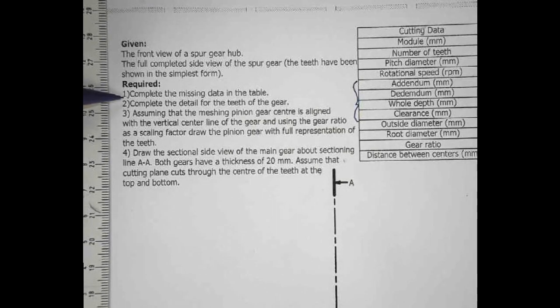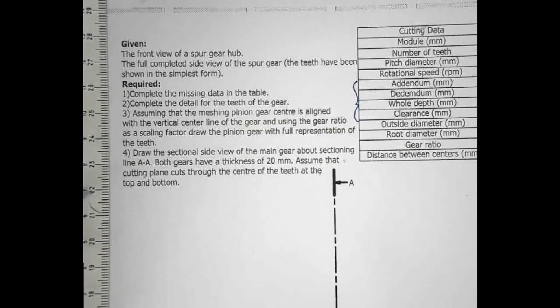So what was required was to complete the missing data in the table, which was completed in the last video. Then to complete the detail for the teeth of the gear. Remember that the teeth of the gear are not fully represented, only the root, pitch, and outside diameters are shown. And it also says that assuming the meshing pinion gear is aligned with the vertical center line, so that's our center line A here. So we have both our pinion and our gear center on that vertical center line.